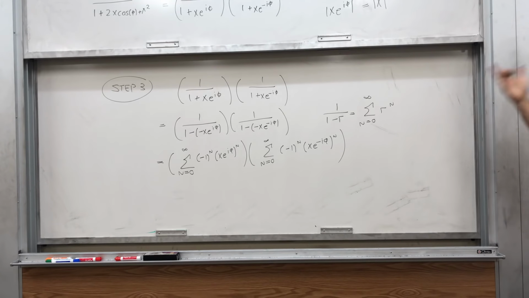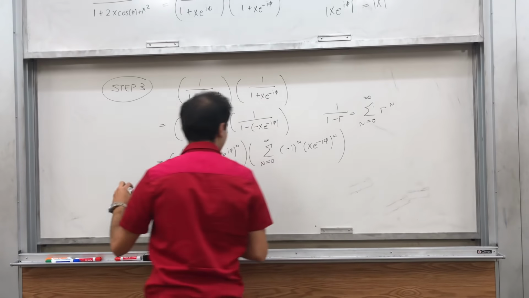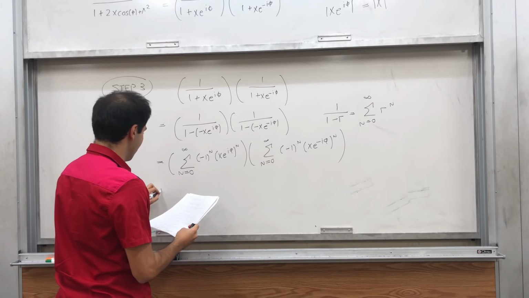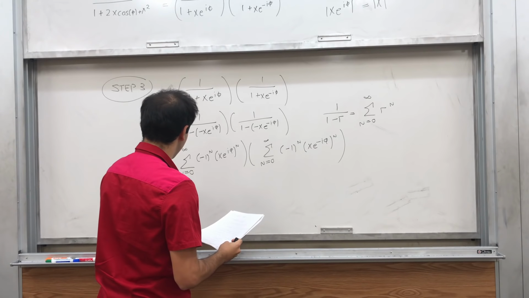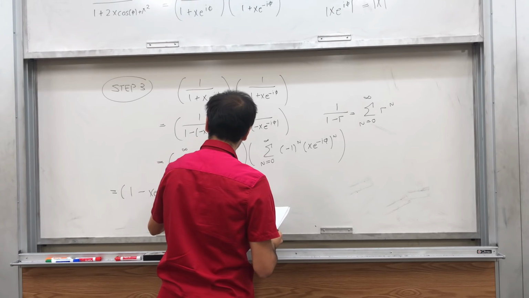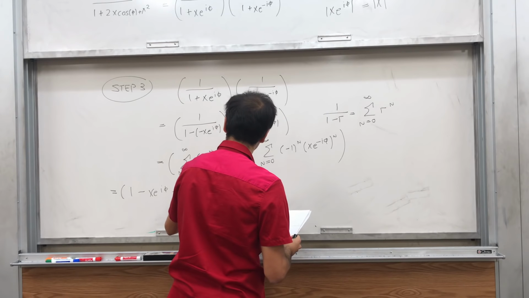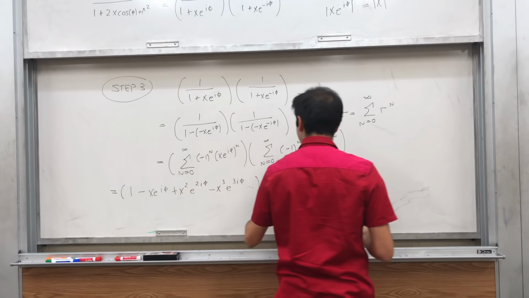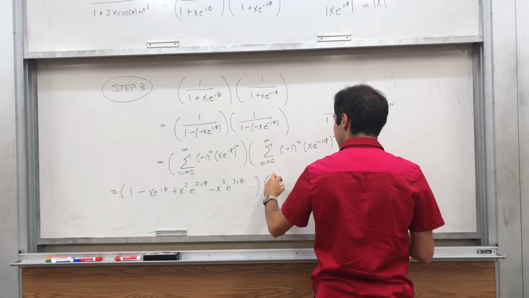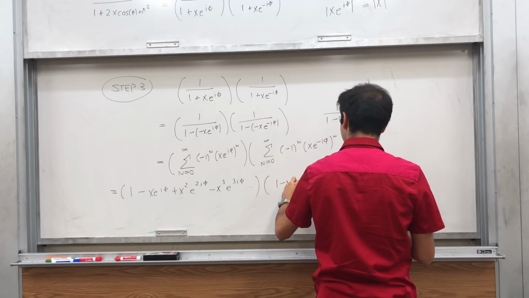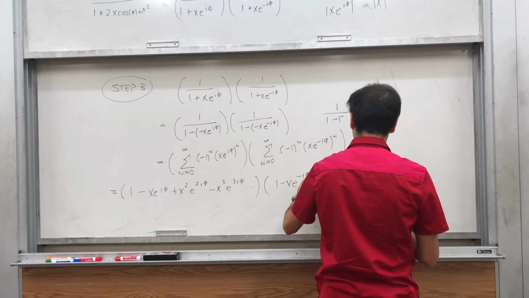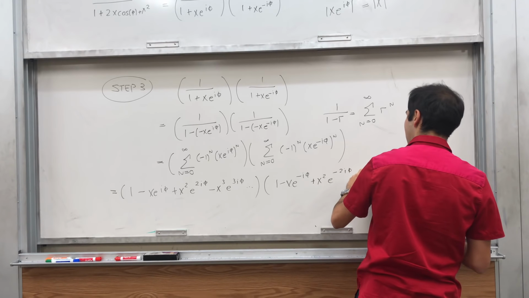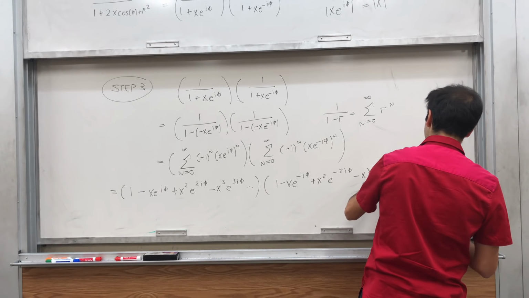And if you want an explicit description of this, this is 1 minus x e to the I phi plus x squared e to the 2 I phi minus x cubed e to the 3 I phi, and the same thing but with minus phi, so 1 minus x e to the minus I phi plus x squared e to the minus 2 I phi minus x cubed e to the minus 3 I phi.